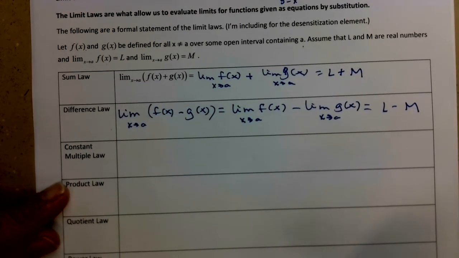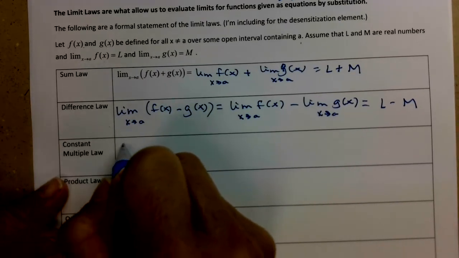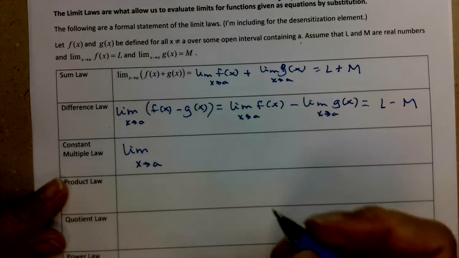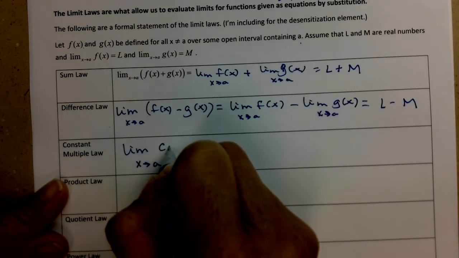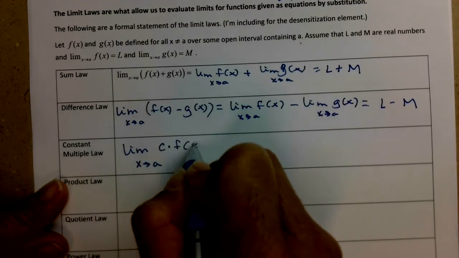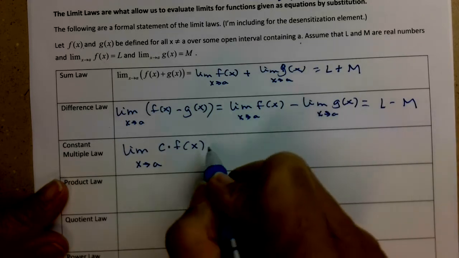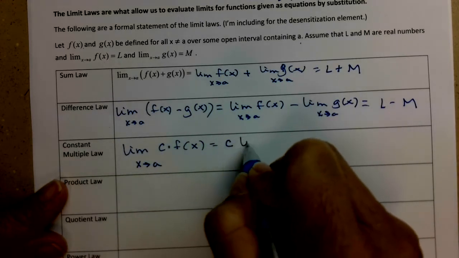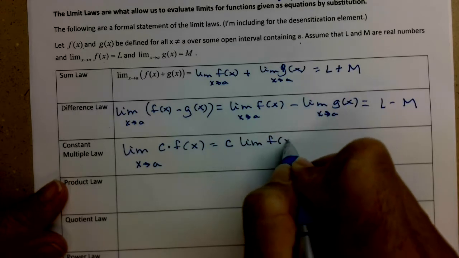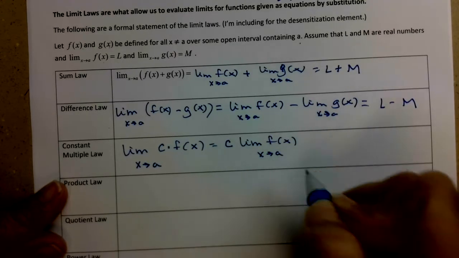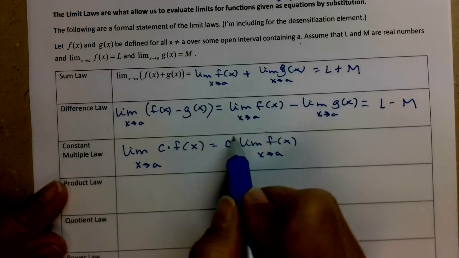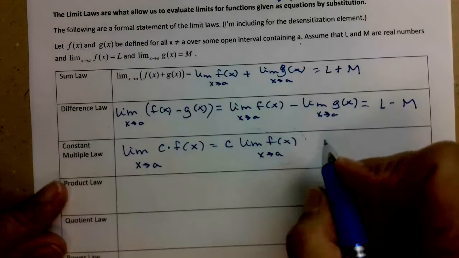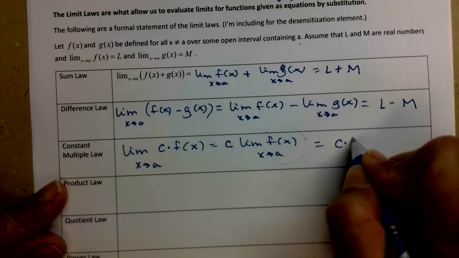Constant multiple law. If you have the limit as x approaches a, where c is my constant, of c times f of x, then that constant multiple can come out to the front. So that's c times the limit of f of x as x approaches a, but the limit of f of x as x approaches a is equal to L. So this equals c times L.